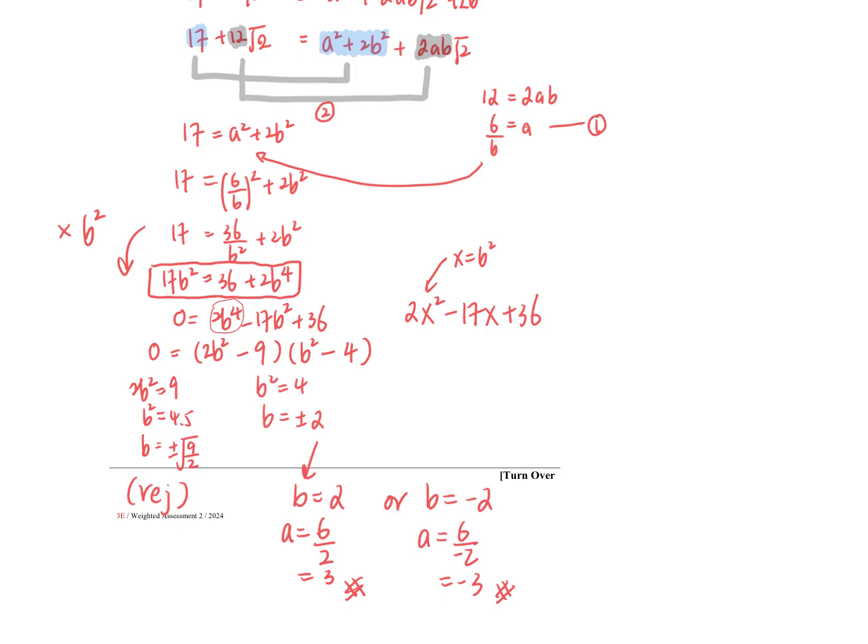Okay, this one. How do you write this in the bracket form? Maybe you let a square be x first. Then you can factorize, then you subtract, easier.